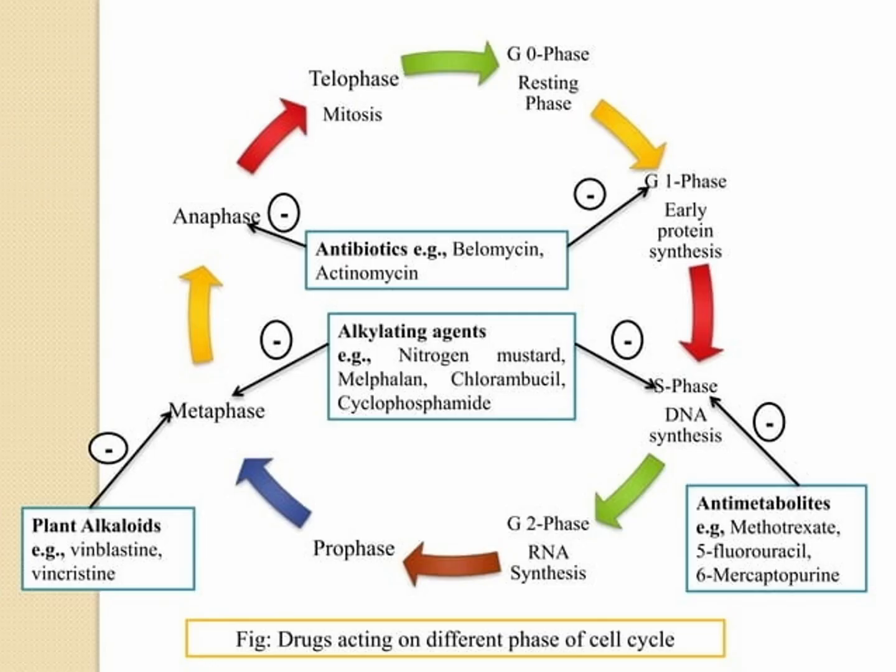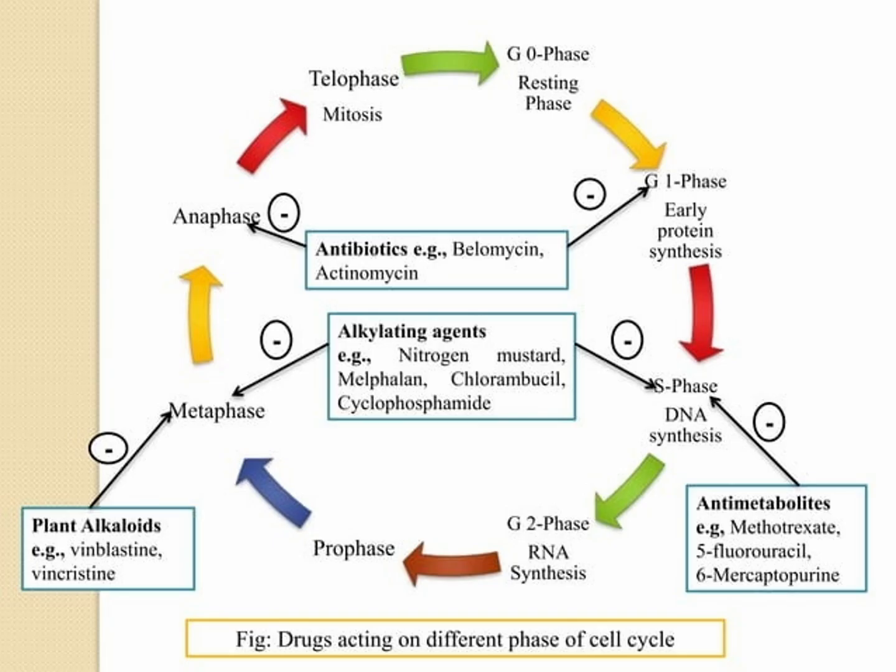Now we'll see which chemotherapeutic agent is effective in which phase. Like in anaphase, antibiotics, for example bleomycin, actinomycin, etc. will be effective. And in G1 phase, also these are effective. G1 phase is the early protein synthesis phase.